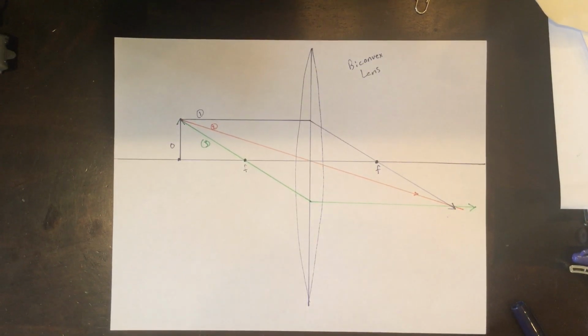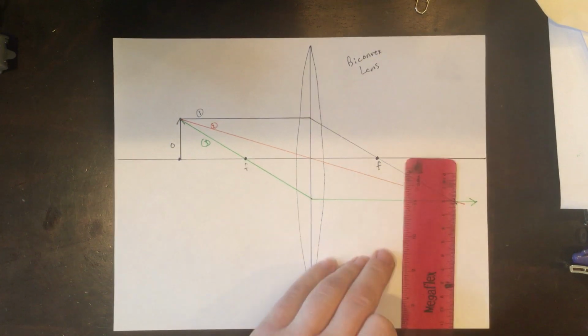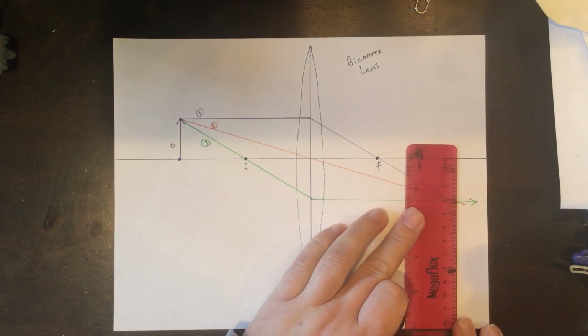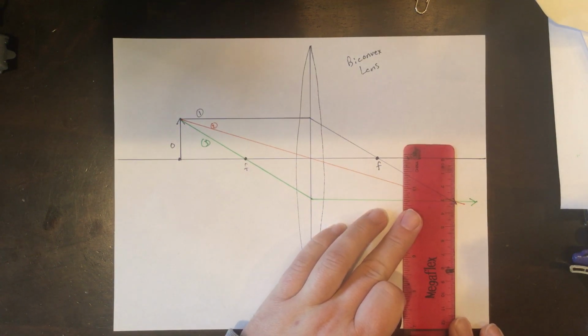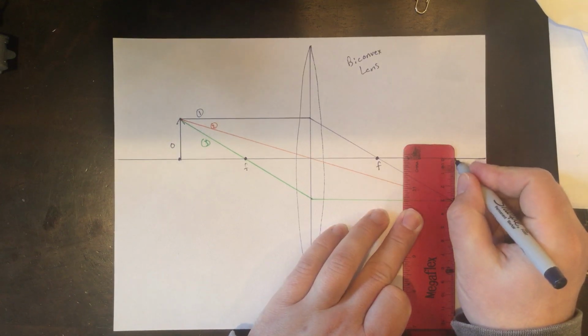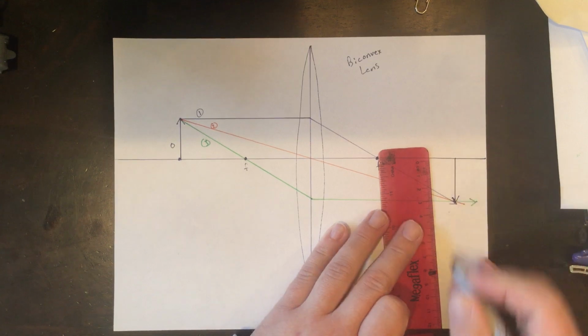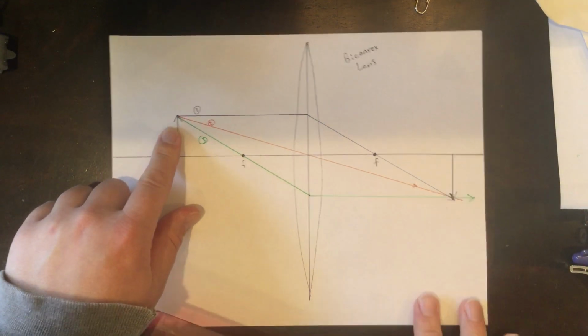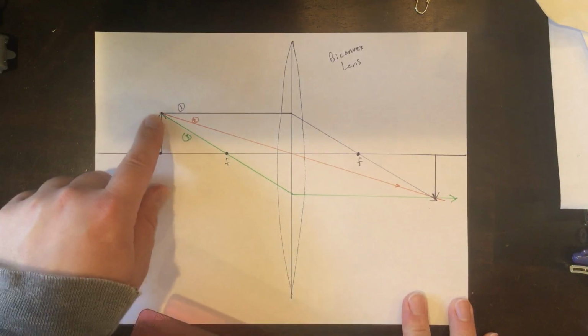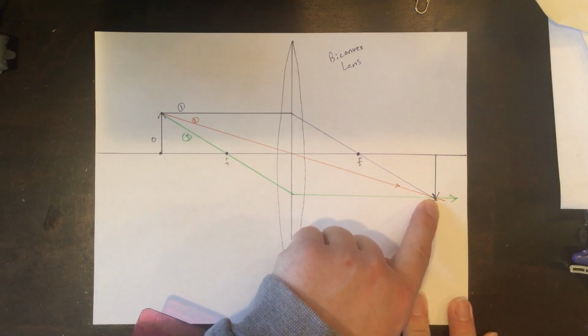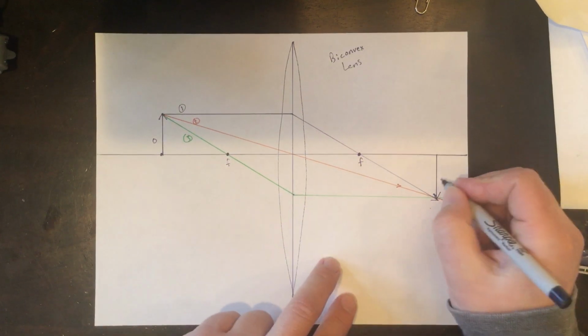Okay, so you can see that they converge over here. And I'm hoping it comes out about right. Yeah, it's pretty close. And it's actually inverted, upside down. See, we're locating where the head of the arrow is, not the tail. The head is over here. All right, so this is the image.